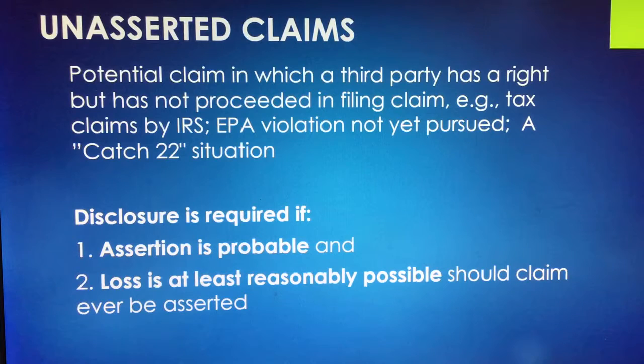Unasserted claims represent potential claims in which a third party has a right but has not proceeded in filing a claim. Tax claims by the IRS, EPA violations. Disclosure is required if the assertion is probable and loss is at least reasonably possible.